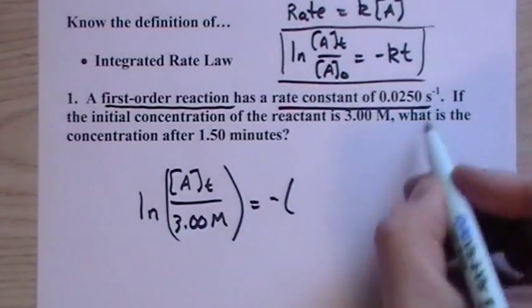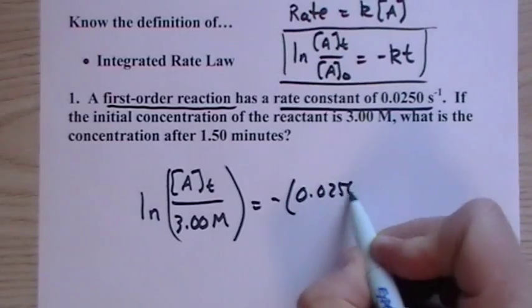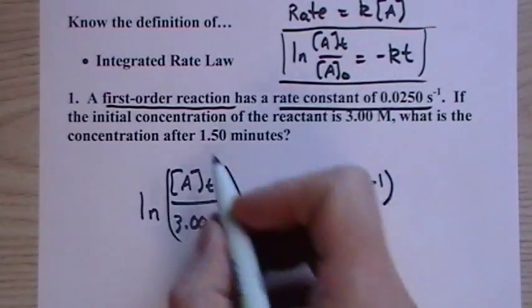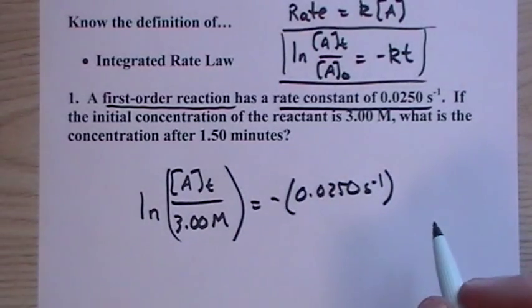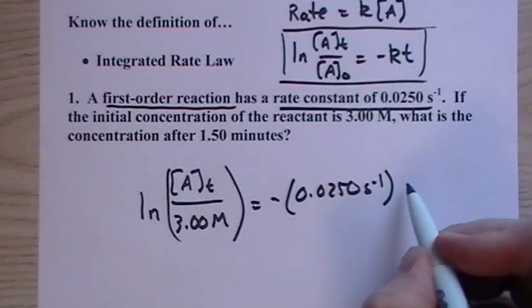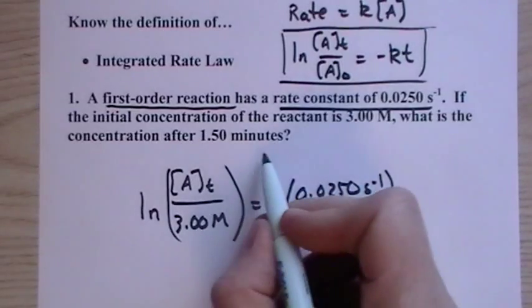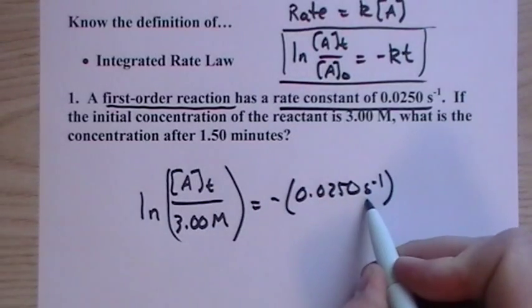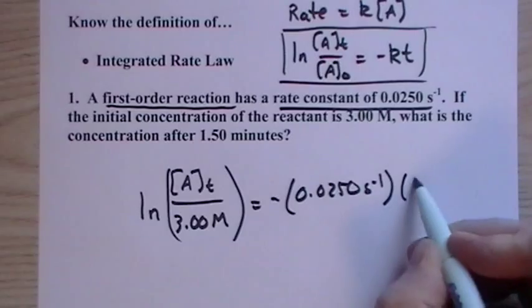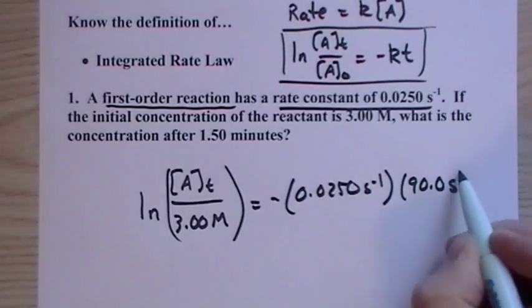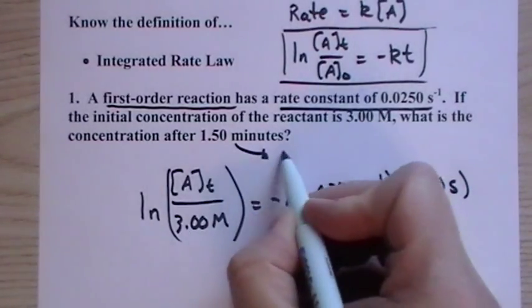K, the rate constant, is 0.0250. So you need to be able to pick out each term in these equations, or in these descriptions of the problem. And then the time is 1.5 minutes. And see, K is in inverted seconds, so we convert to 90 seconds. So 1.5 minutes is 90 seconds.